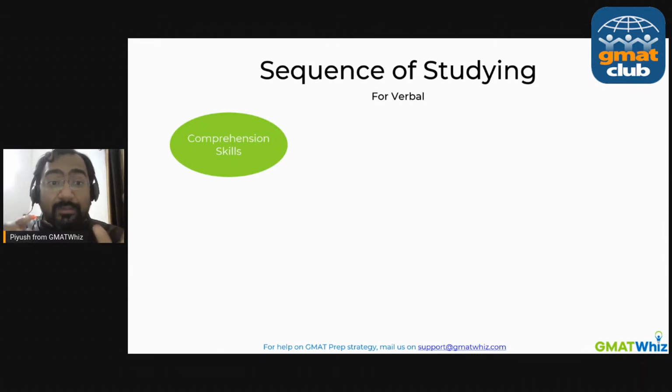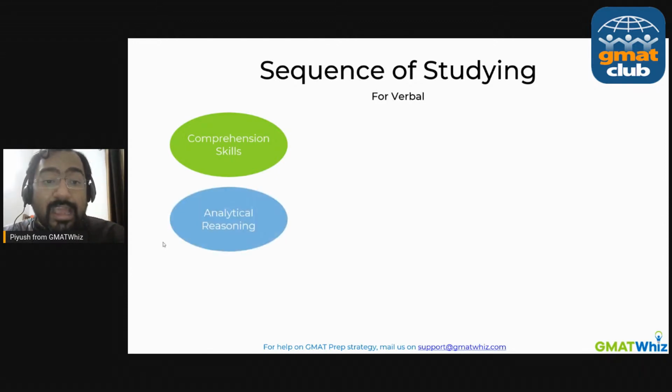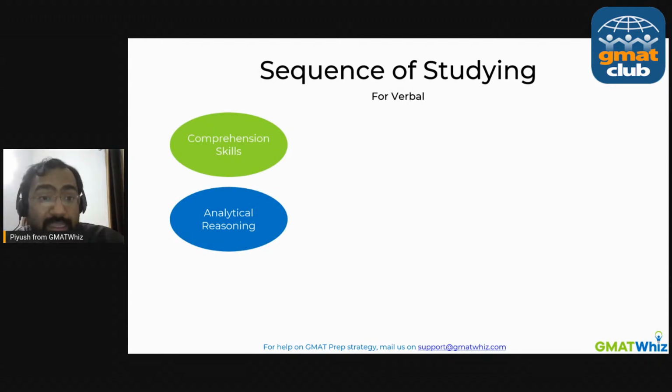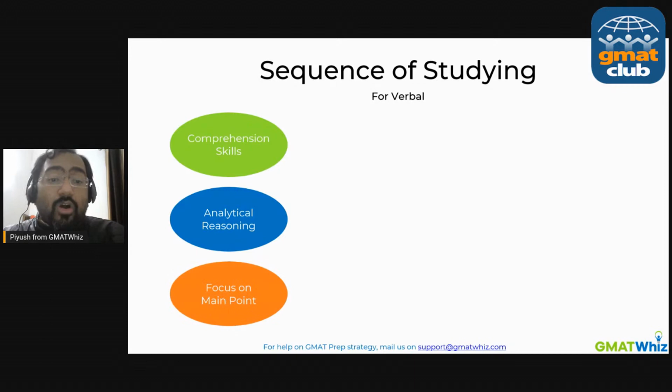Not 70-80%, but 100%. And the second skill which is tested is analytical reasoning. If there is information provided to you, can you identify the assumptions in that information? Can you identify the gaps? Can you identify whether a certain conclusion can be reached? Because you have to take decisions as a business manager later on. And then you're also tested on focus on main point, because you will be going through a lot of case studies during your MBA and post MBA as well in your career.